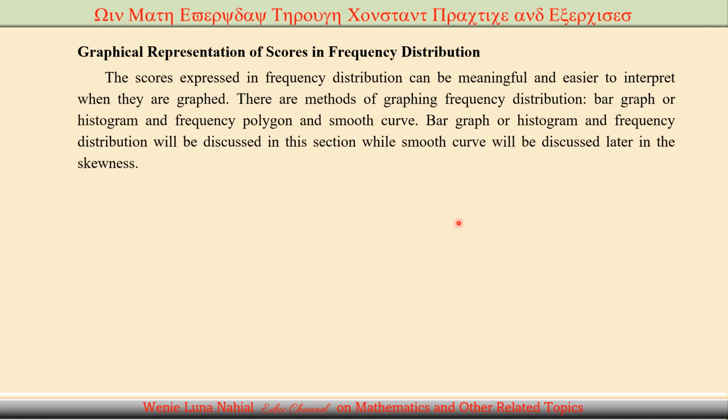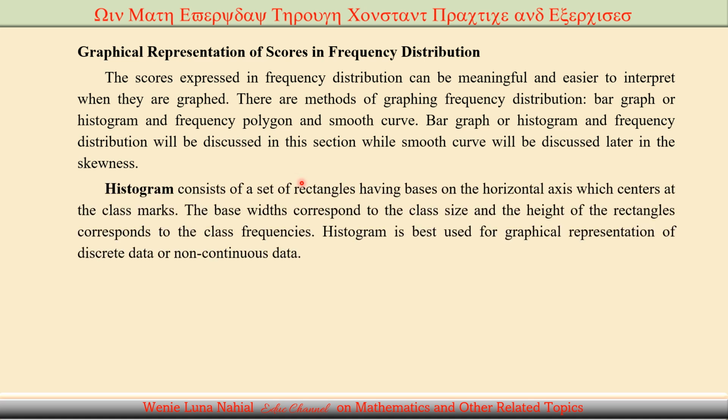Then we have the graphical representation of scores in a frequency distribution. The scores expressed in a frequency distribution can be more meaningful and easier to interpret when they are graphed. So we have to visualize our test score distribution. There are methods of graphing a frequency distribution. You can have a bar graph or histogram, a frequency polygon, and a smooth curve.